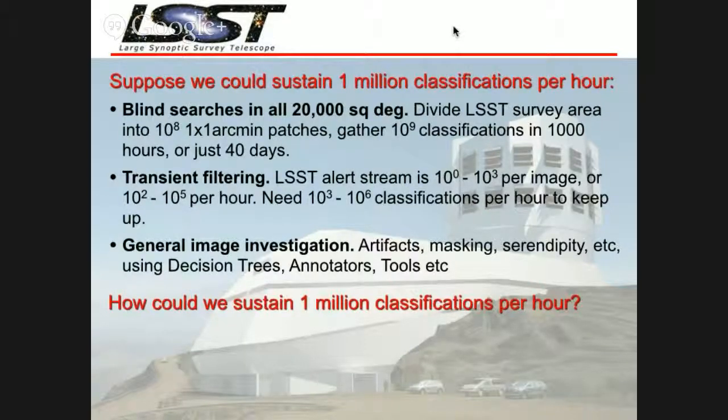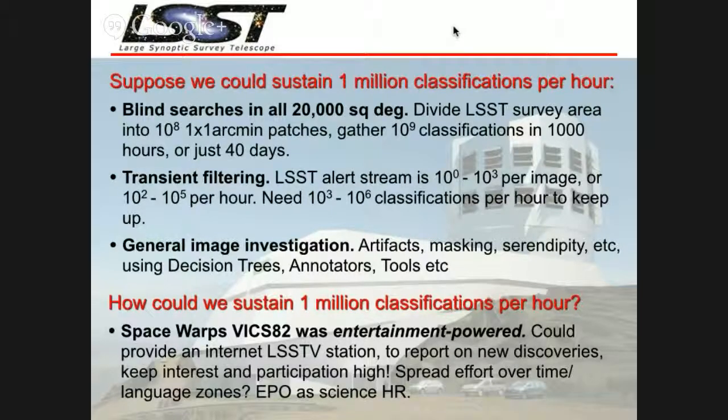Okay, so how could we sustain 1 million classifications per hour? Let's get back to Amit's excellent question. Well, we were certainly entertainment powered in the Zooniverse project back in January. And so I'm wondering whether we could provide an internet LSST TV station that could report on new discoveries, keep the interest high and the participation going as well. It's also interesting to think about LSST being a global project. There are now international partners all around the world. And so you could think of having this TV station run in different languages at different times and then get new waves of interest every day as the program went out on the internet.